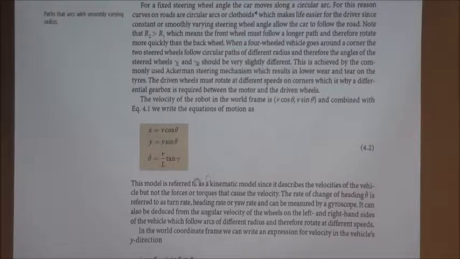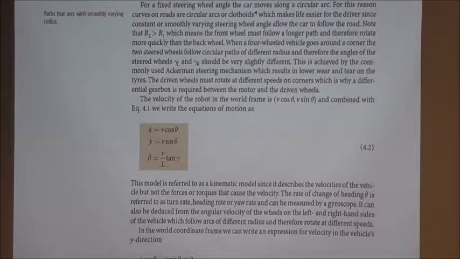Now, notice that if the angle theta becomes 90 degrees, x dot is becoming 0, and y dot is equal to v, then it will be impossible for a robot to move like this because it can only go in the y direction, not the x direction.